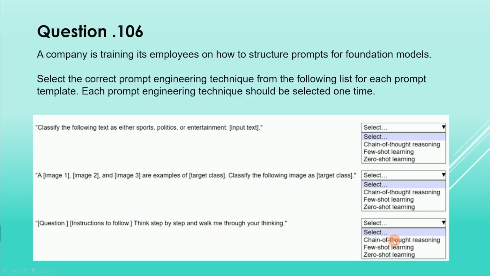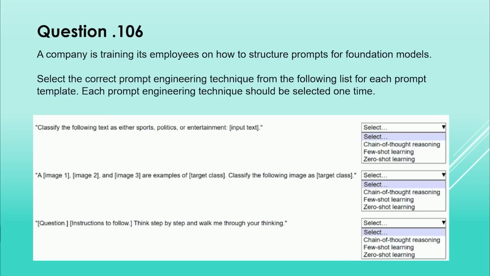So these are the options. You can try to answer; these are three options. Here one is correct, here again one is, here one is correct. And also if you have selected few shot here, it should not be selected in the remaining two. You can think of this question like matching: you have to match these three with these three. I hope you have guessed the correct answer now.